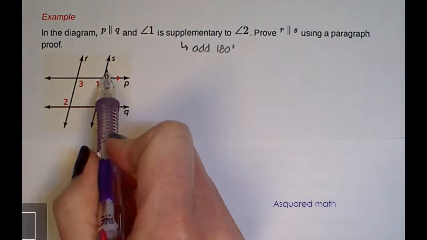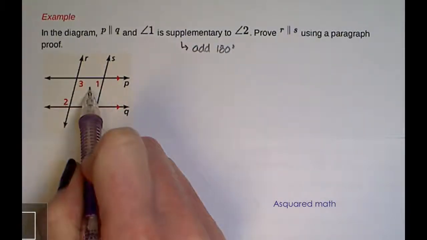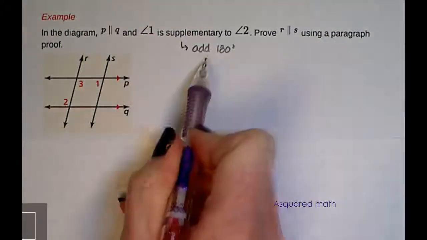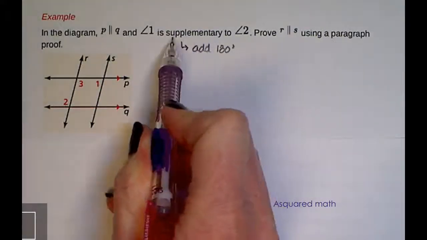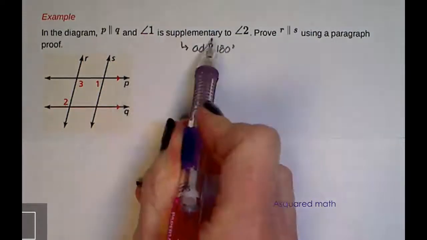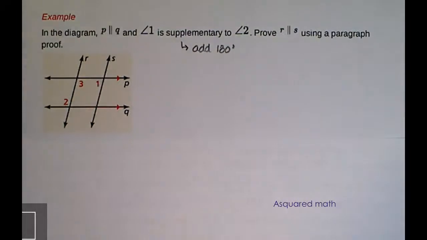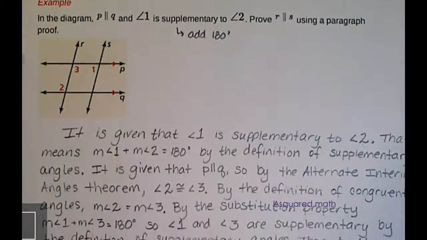Well, in order to prove R is parallel to S, we probably have to do something with angle 1 and angle 3 here and show that they add up to 180 degrees. So we are going to be breaking this word supplementary down into its definition and getting into the fact that angle 1 plus angle 2 equal 180 degrees. It is asking for a paragraph proof, so instead of boring you with my handwriting for about 5 minutes, I already wrote this proof out.